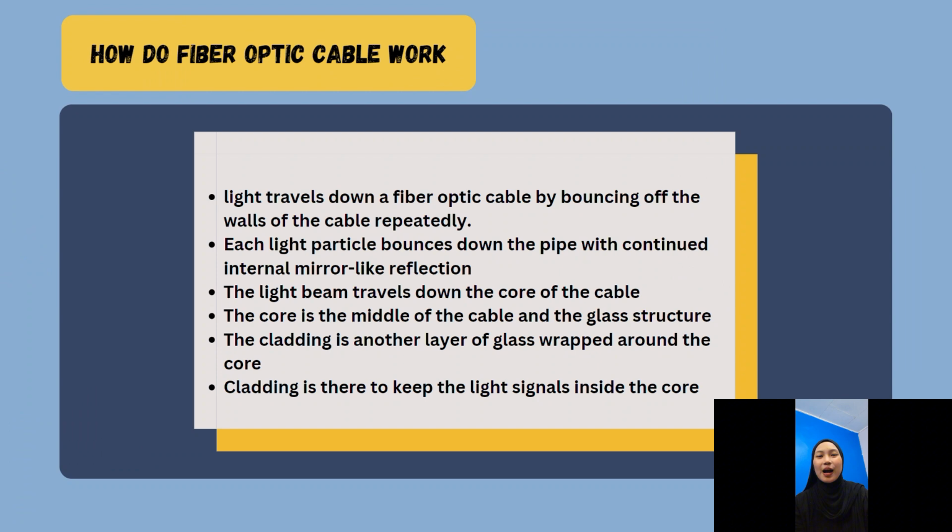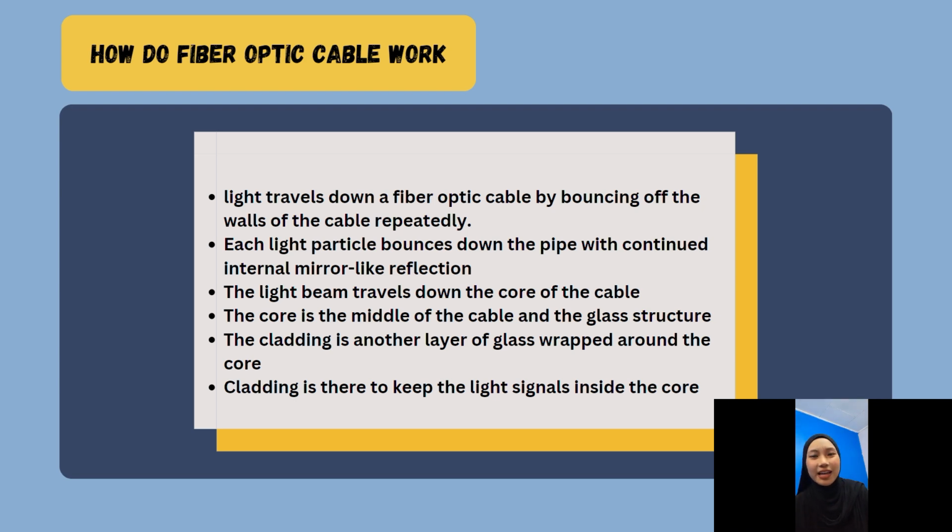Slide number 2 is about how fiber optic cable works. Light travels down a fiber optic cable by bouncing repeatedly off the walls. Each tiny photon, a particle of light, bounces down the pipe like a bobsled going down an ice run.